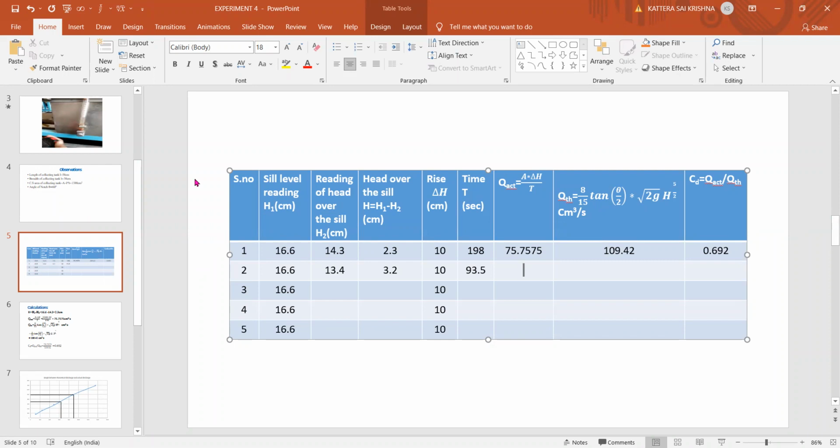Yes, 20 H55 314, Suman. Please tell the value of Q actual. 51.336, sir. I didn't get it, repeat it once. 51.336.